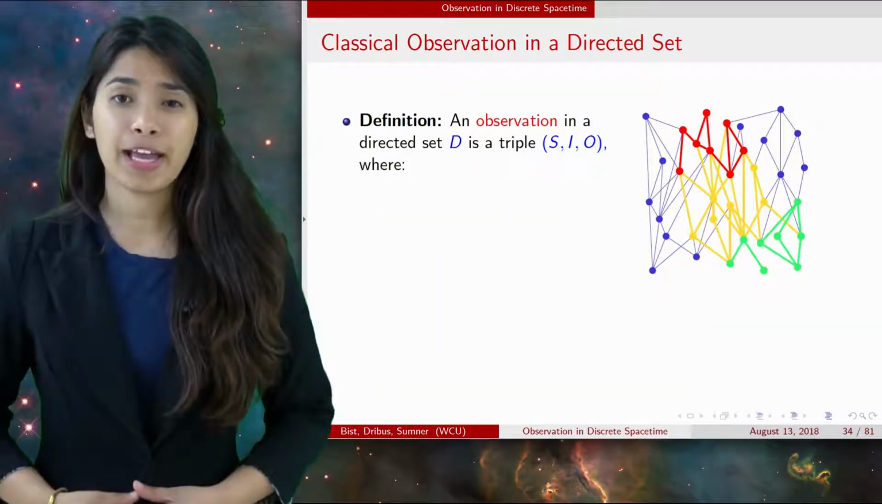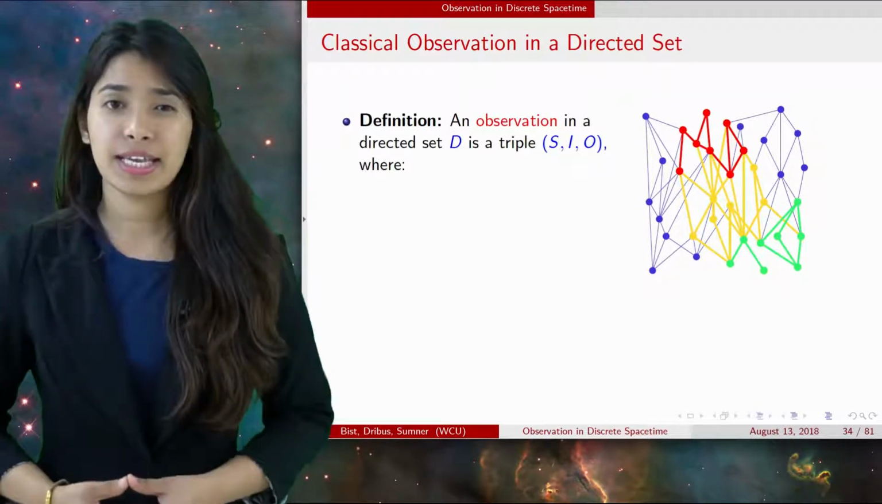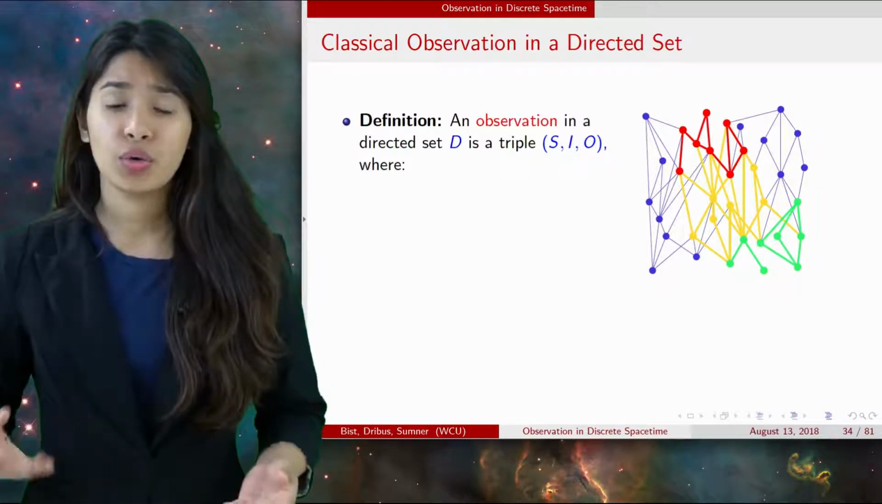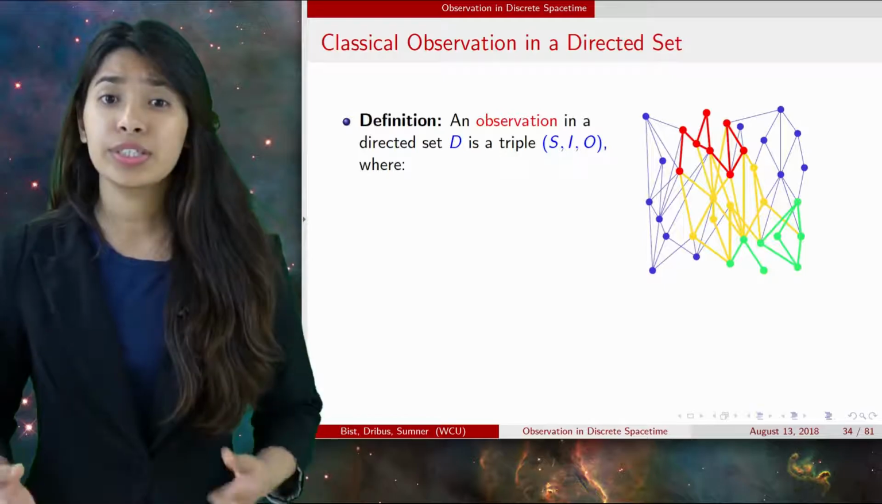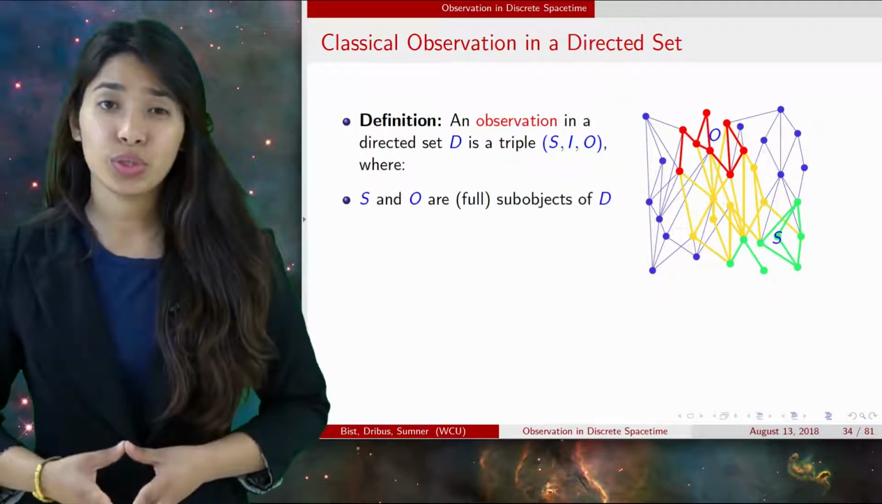Now we have enough background to begin making some formal definitions. An observation in a directed set D consists of a triple (S, I, O) of subobjects of D, where the letters stand for system, information flow, and the observer. For simplicity, we will usually work with full subobjects, but this choice could be relaxed.